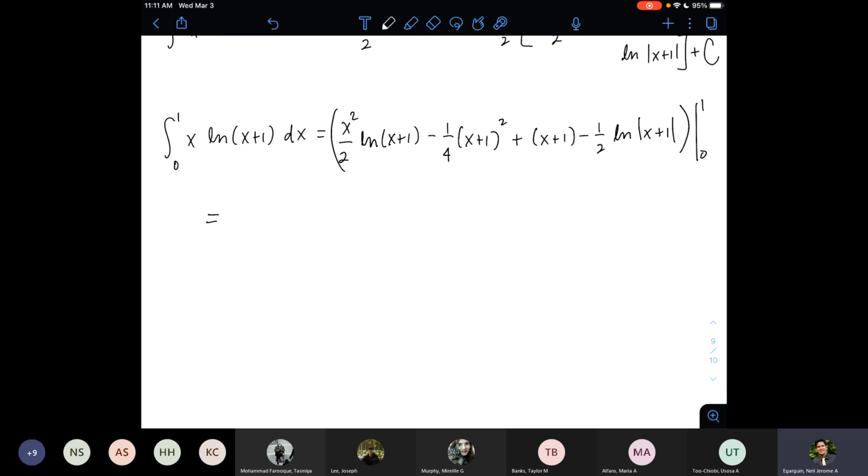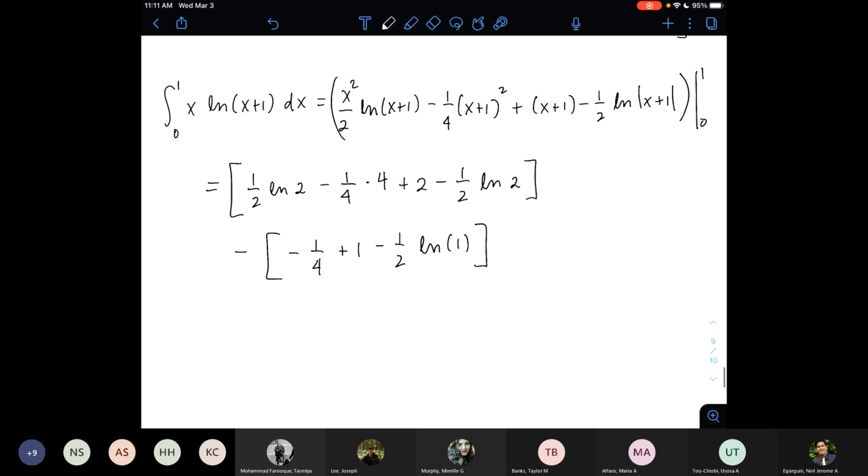Okay, so let's plug 1 in. Plugging 1 in, we'll get 1/2 ln of 2 minus 1/4 times 2 squared, plus 2 minus 1/2 ln 2. Minus, let's plug in 0. So the first term goes to 0, second term goes to minus 1/4, and then we'll have 1, and then I'll have minus 1/2 ln of 1. Good?